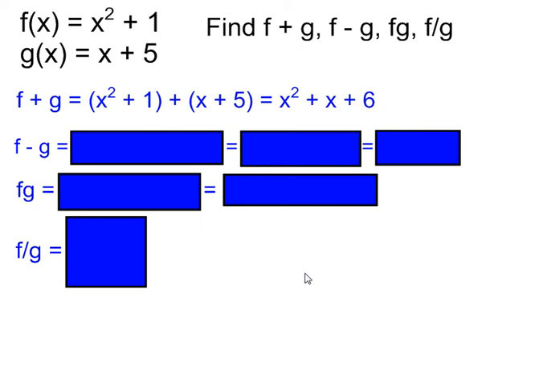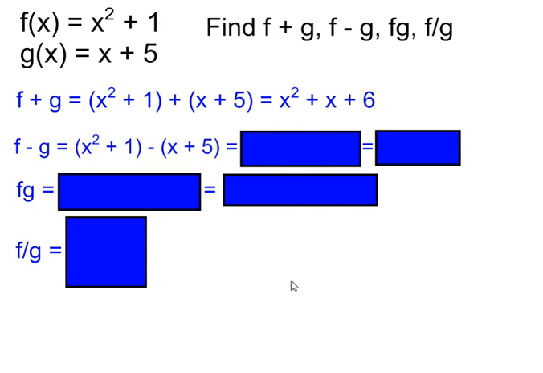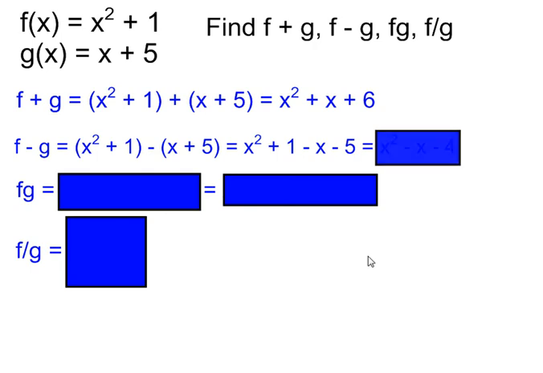Next, when we subtract f minus g, here again I am using parentheses. This time it is important that I do have parentheses because of the minus. I will be distributing the minus to the x and the minus to the 5. So my next step looks like this: x squared plus 1 minus x minus 5. Again, when I combine like terms, I get the answer x squared minus x minus 4. Again, I'll repeat, the parentheses are very important, especially in the second set.